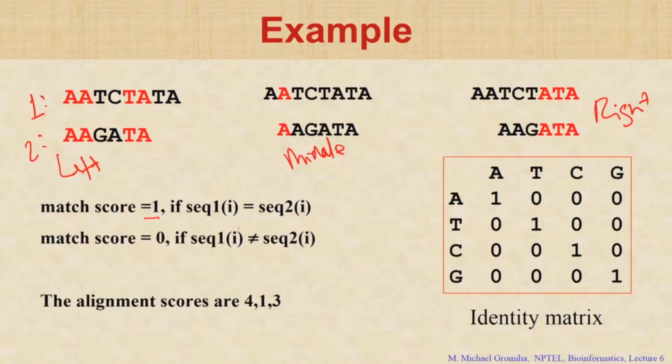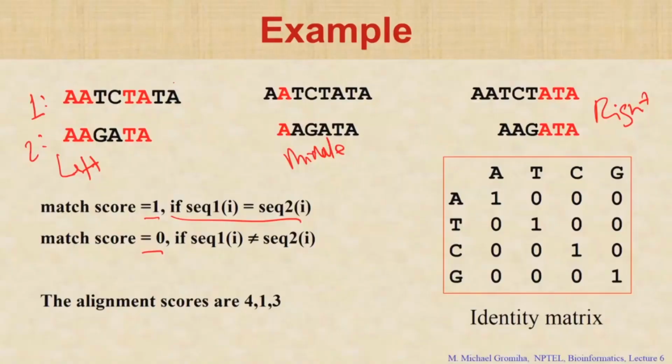So, we use some scores. For example, if sequence 1 and sequence 2 have the same residues, then we give a match score of 1. We put the score 0 if they do not match, if there is any change. If the residues are the same, we give score 1; if the residues are different, we give score 0.